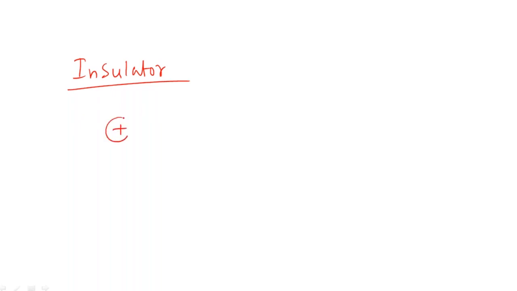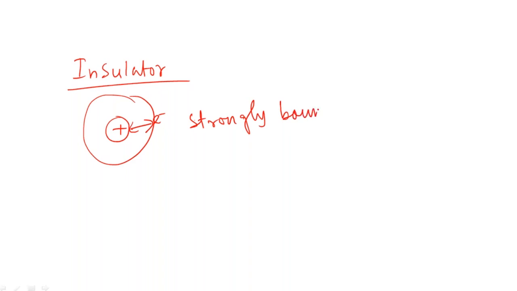So insulator means what? See, as I said, there is an atom inside. At the center there is the nucleus, positive charge, and electrons are orbiting. So in this case, the force is so strong that no electron will be loosely bound. These are strongly bound electrons, strongly bound to the nucleus.